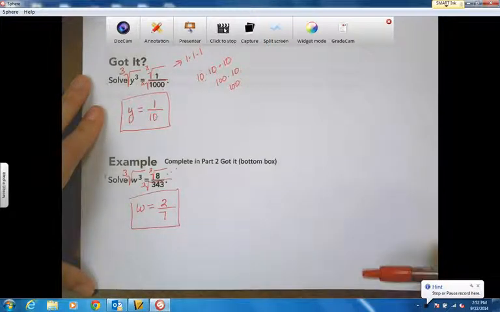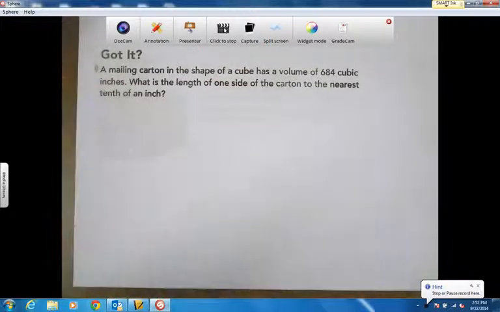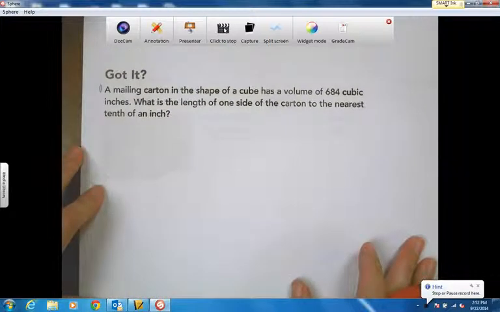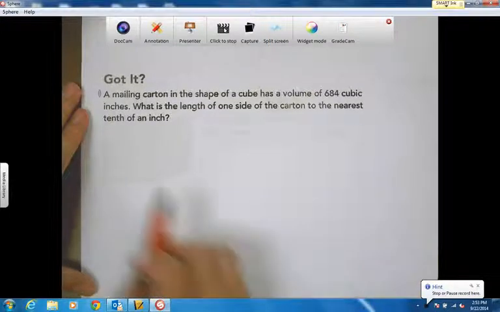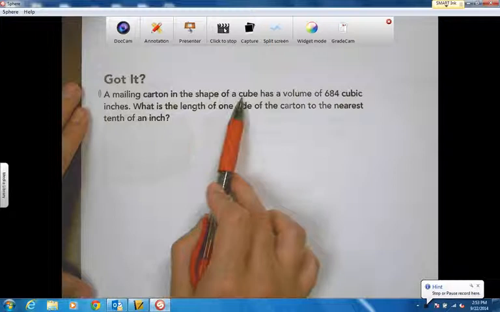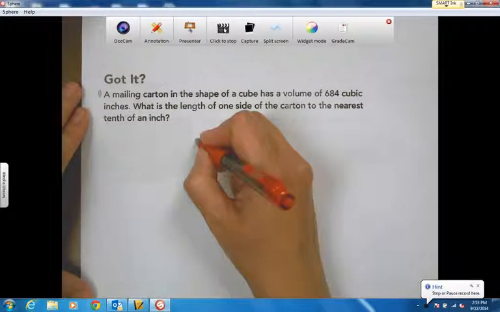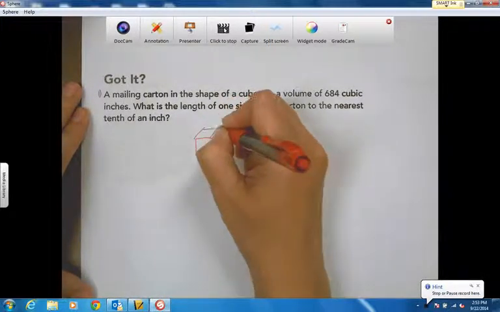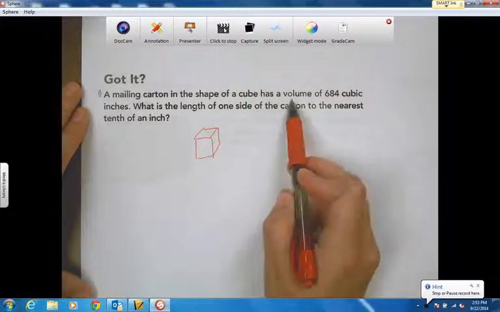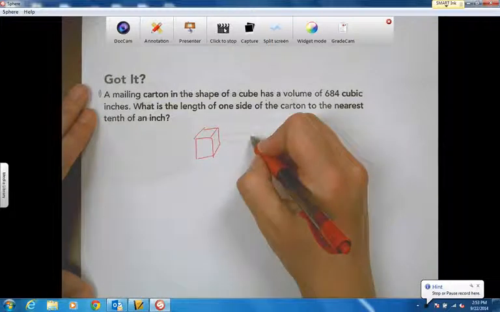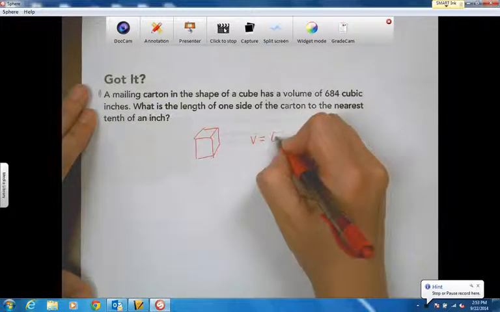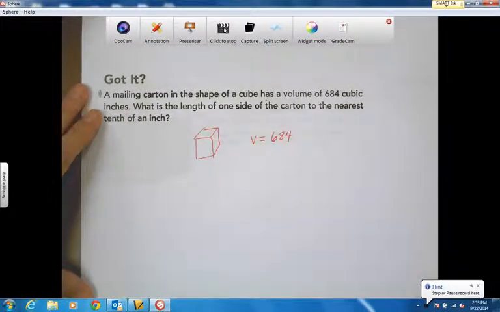All right, so now can we set up an equation? This is the first one. This is the part 3 at the top of page 51. Okay, it says a mailing carton in the shape of a cube. Okay, so that should tell me right there I've got a cube. Has a volume of 684 cubic inches. Okay, so I'm going to write volume equals 684. What is the length of one side of the carton to the nearest tenth of an inch?